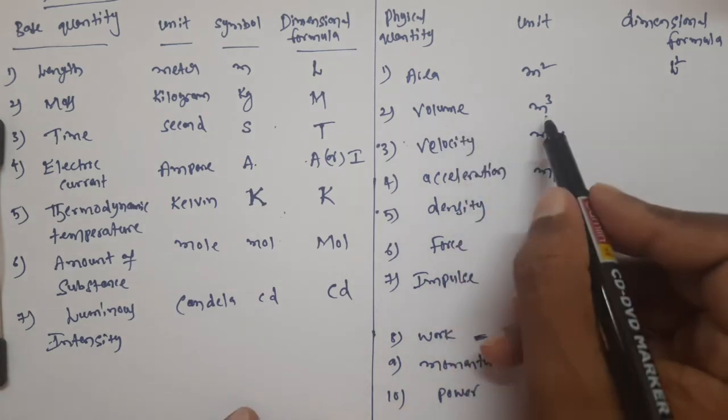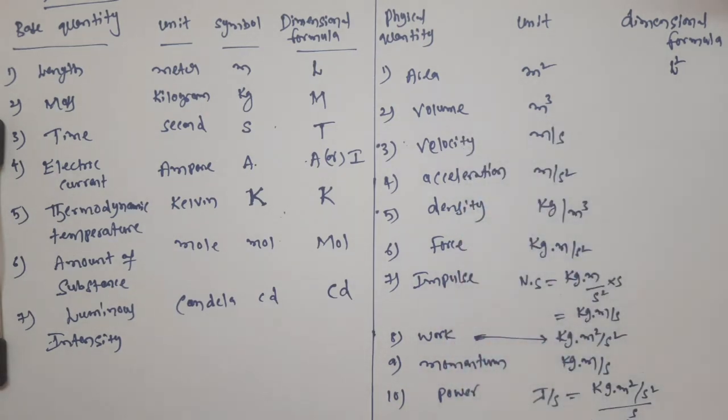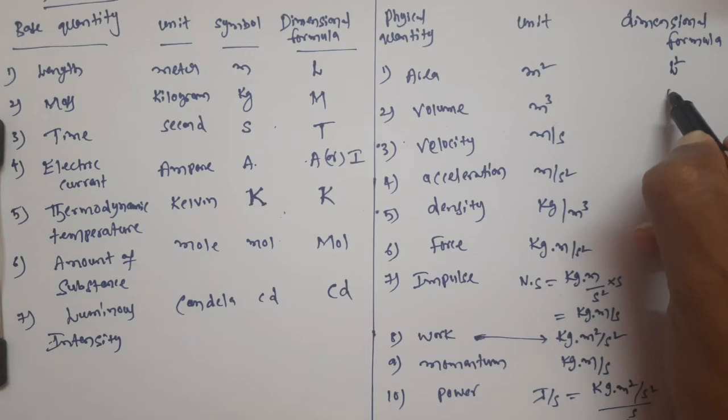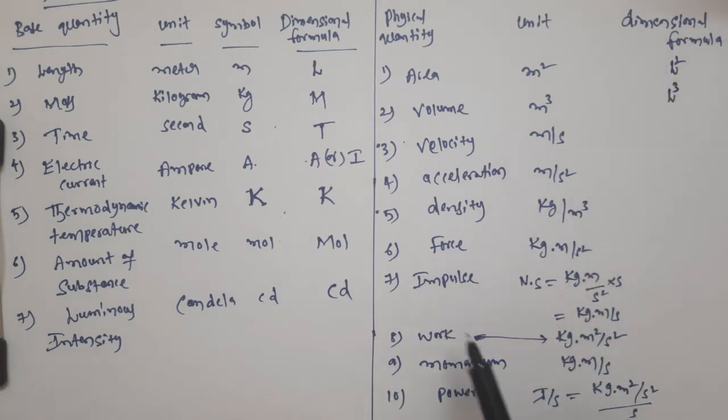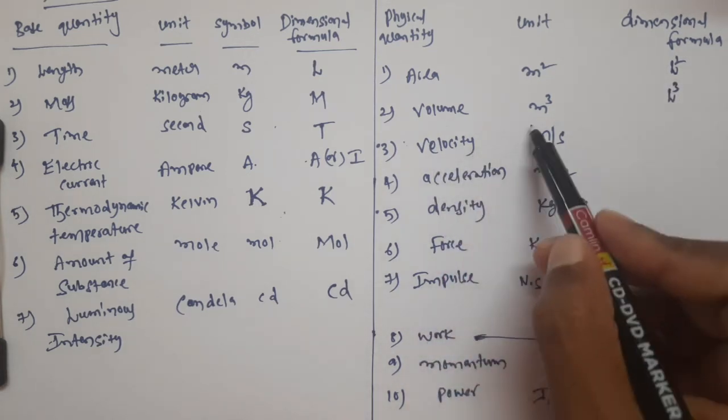And the volume. How do we get volume? Length into breadth into height. But each one is a length, right? Length into length into length. So how many lengths do we have? 3 lengths. So we write L to the power of how much? 3. And when we take velocity, it is displacement divided by time taken.